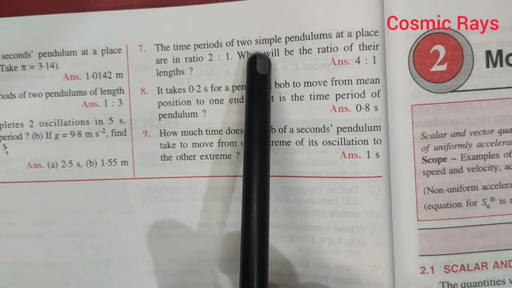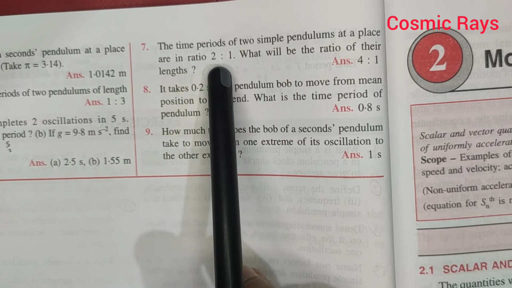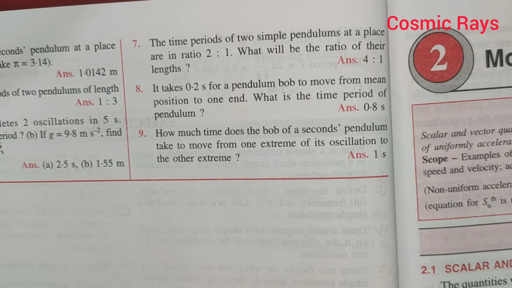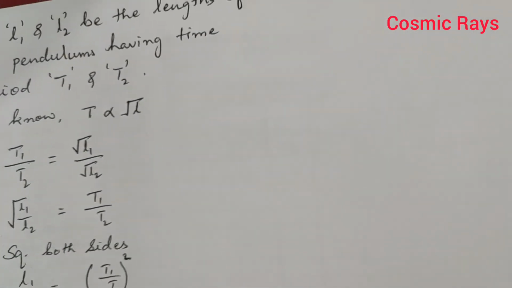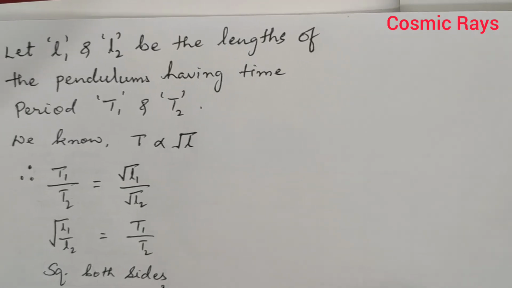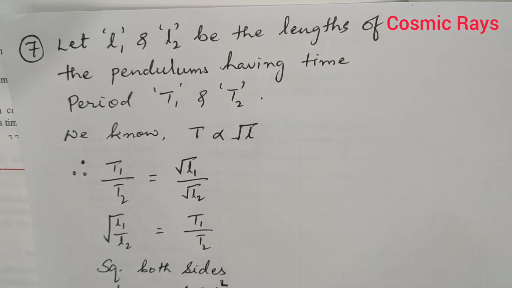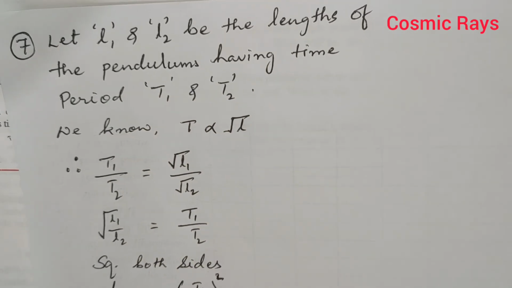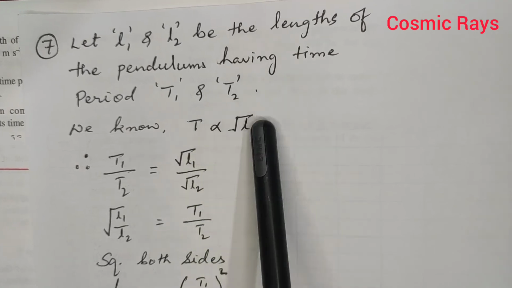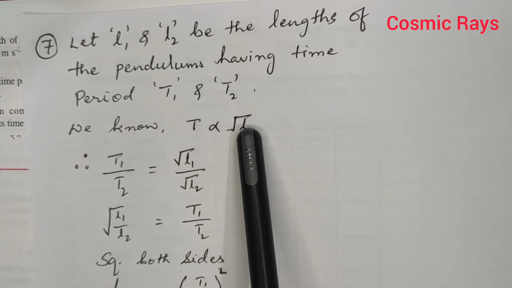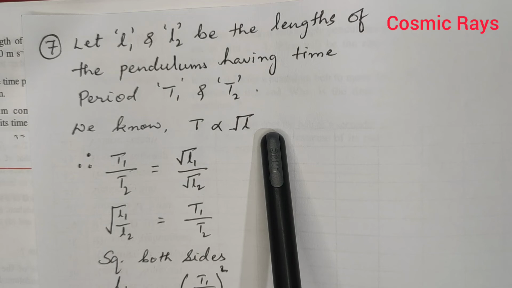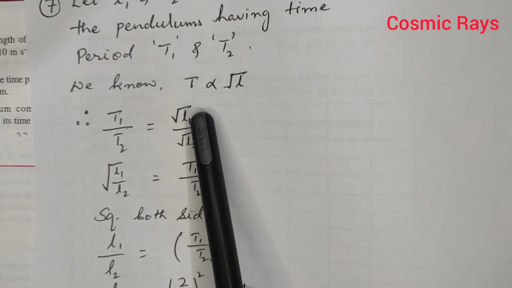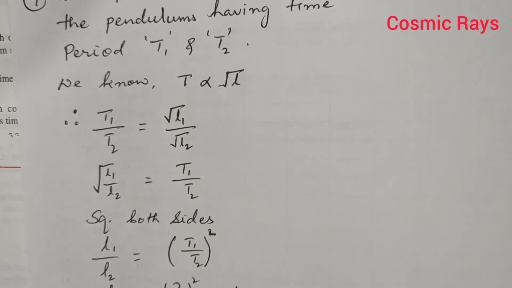Now we go to the next question, question number 7. It says the time periods of two pendulums at a place are in ratio 2:1. What will be the ratio of their lengths? Now we assume that L1 and L2 are the lengths of the pendulums having time periods T1 and T2. We know that time period is directly proportional to the square root of effective length. So the ratio T1 by T2 will be equal to root over L1 by root over L2.